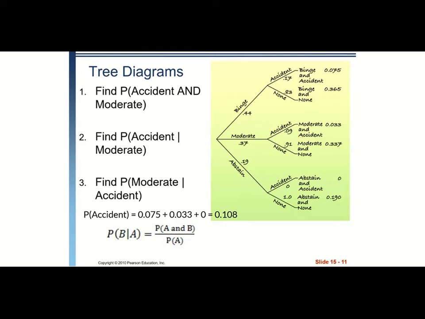There's an overall probability of 10.8%, 0.108, that a randomly selected student will have been involved in an alcohol-related accident. Now, of those 10.8% of students, what's the probability that we pick one who was a moderate drinker? In other words, given they were involved in an accident, find the probability that they were a moderate drinker. If we apply all this to the conditional probability equation down at the bottom here, the given goes to the bottom, that's the 0.108. The overlap goes on the top, overlap being 0.0333, and then we can just divide to get our answer, 0.306.